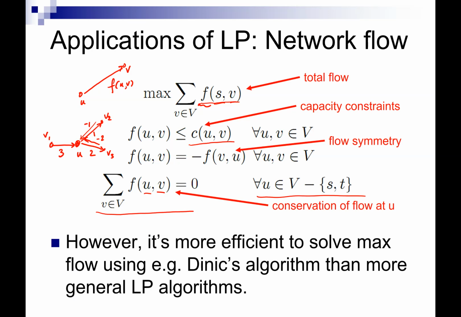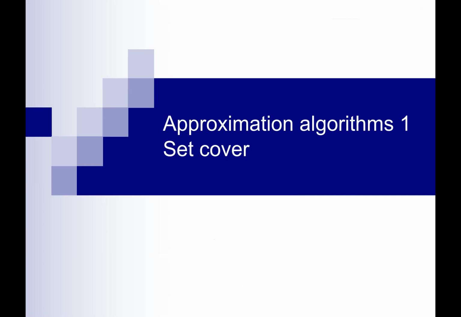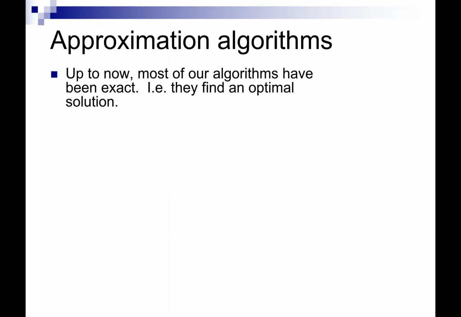And this is also the end of our chapter on randomized algorithms. Next, we're going to move on to a new chapter, which is going to be talking about approximation algorithms. And we're going to cover this problem called set cover.